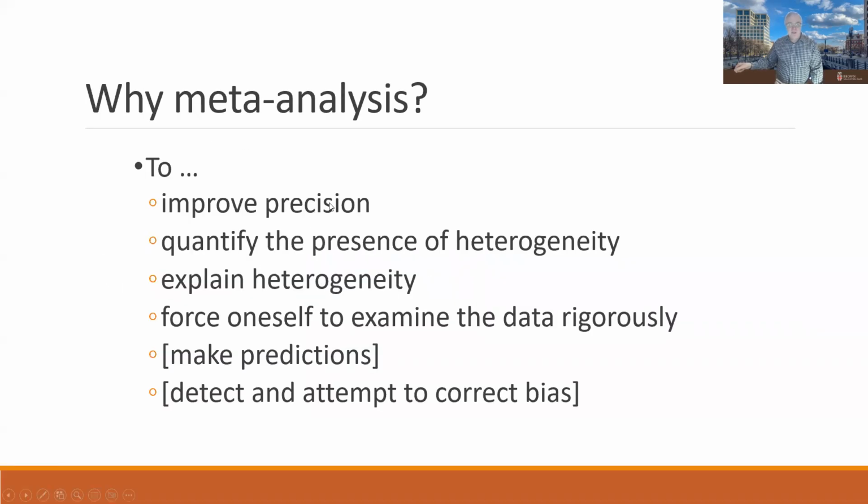So it has potential advantages, and I'll show some brief examples. You can improve the precision of the evidence. You can identify whether the evidence is heterogeneous across studies. You might be able to explain the heterogeneity. It does force you to look at the data rigorously. You might be able to make predictions, and you might be able to detect and attempt to correct bias. We'll talk about a few examples of that.